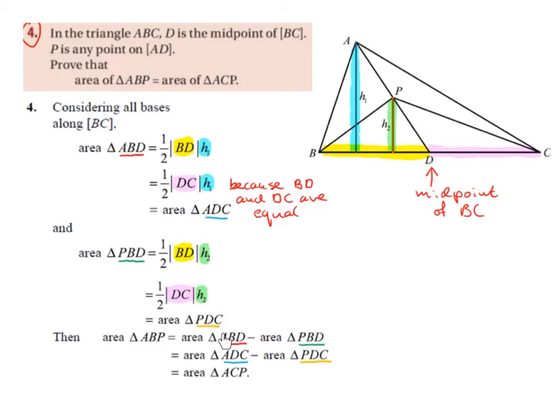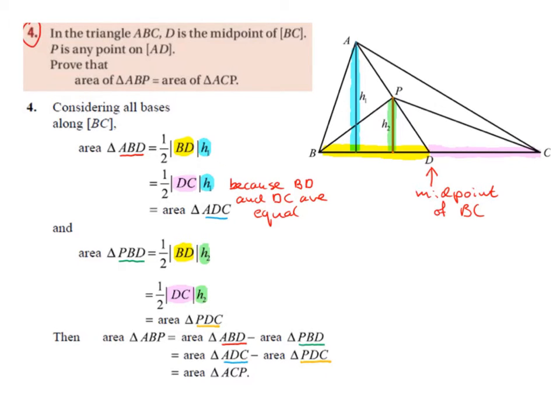And we found ABD is equal to ADC. So the area of triangle ABD we found equal to the area of the triangle ADC. And we also found the area of the triangle PBD equal to the area of the triangle PDC. So the area of the triangle PBD is equal to the area of the triangle PDC. So we get the area of the triangle ADC minus the area of the triangle PDC.